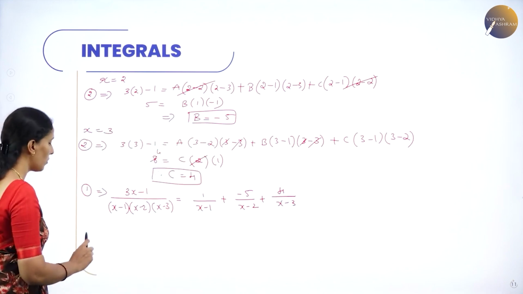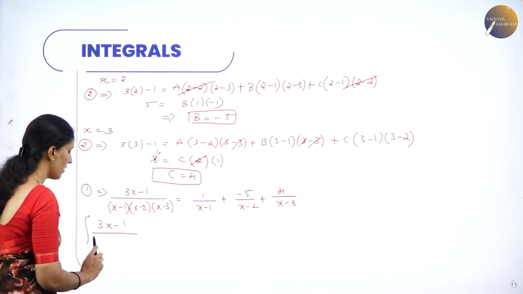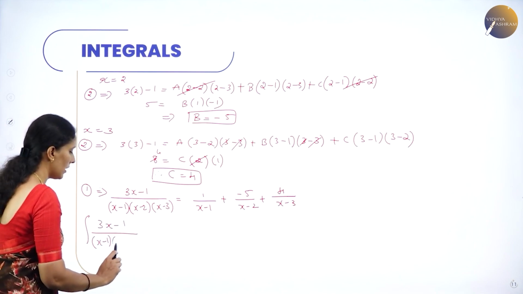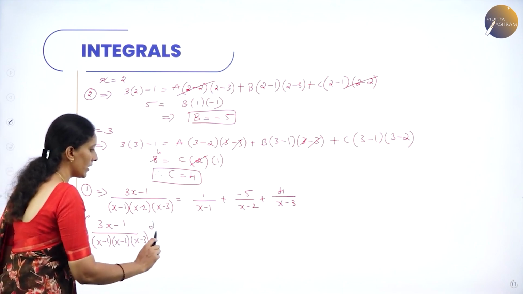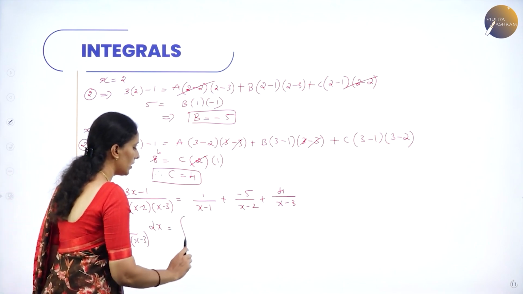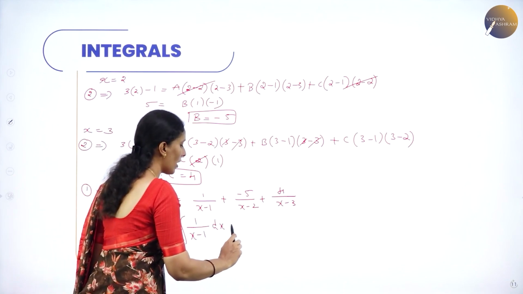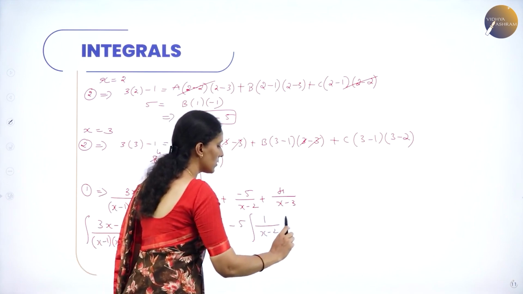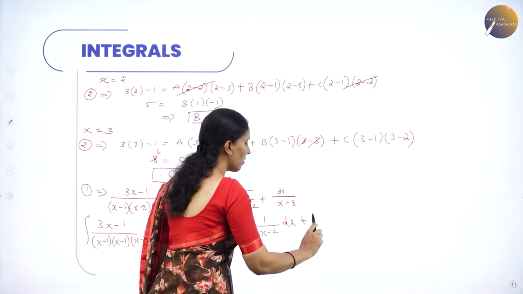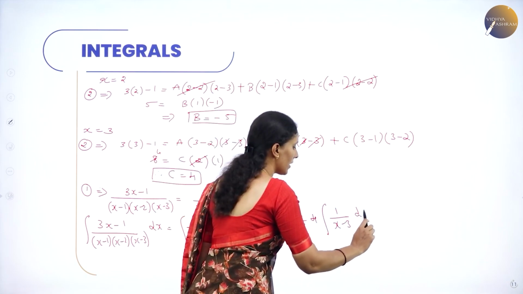Apply the integral on both sides. So the integral of (3x minus 1) over (x minus 1)(x minus 2)(x minus 3) dx is equal to the integral of 1 over (x minus 1) dx. Next we have minus 5 outside, take it outside, integral of 1 over (x minus 2) dx. We have 4 as a constant, take it outside, integral of 1 over (x minus 3) dx.